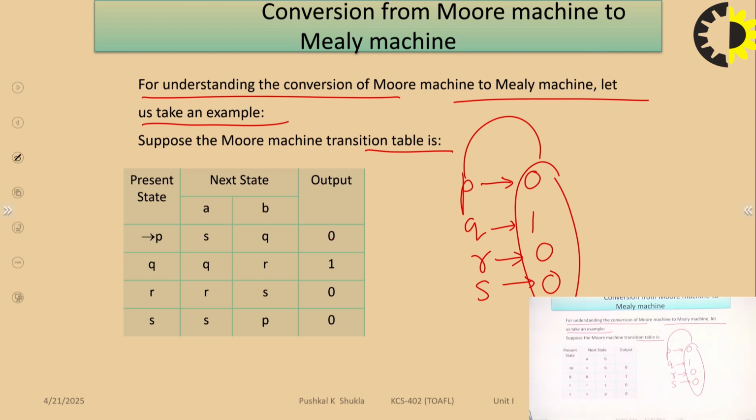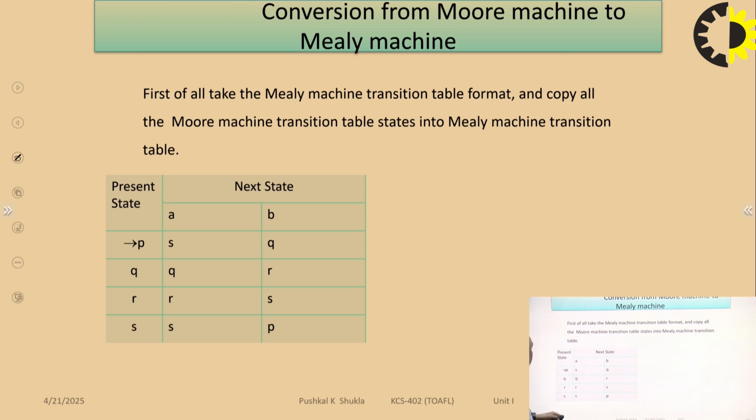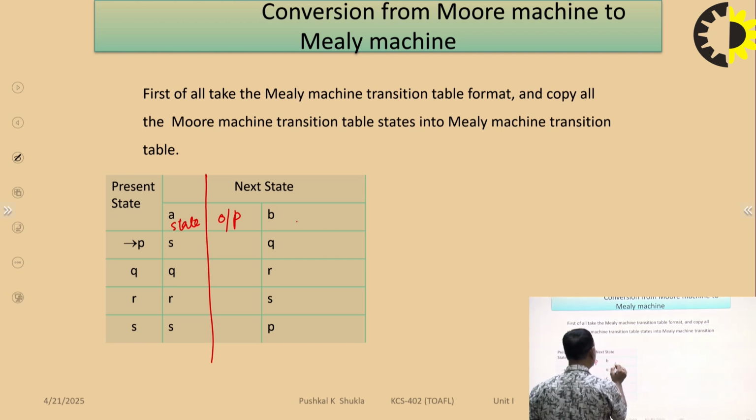So in a Mealy machine, we have to write present state in the same way, present state, and this is the next state, and input is A and output is B. Again we make it as a state, and corresponding to it output, and again we make here two parts: state, and here we write output.